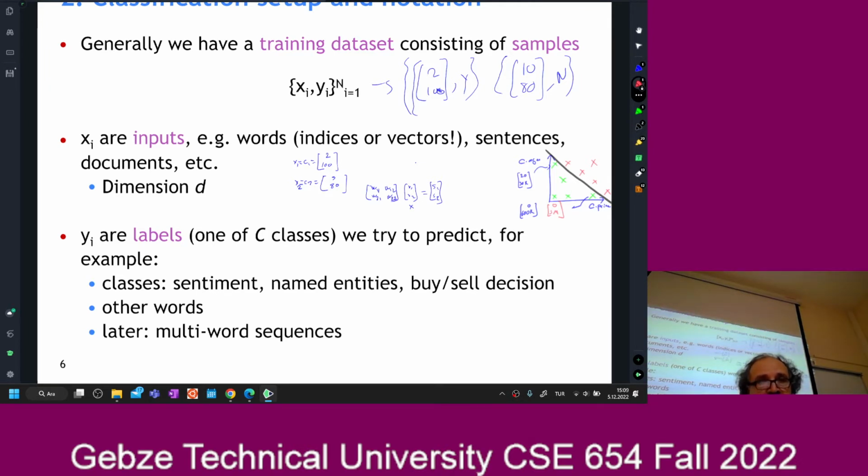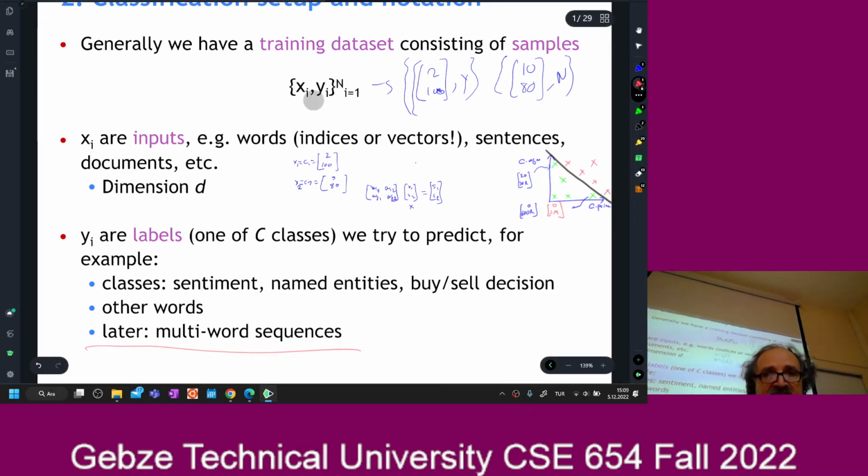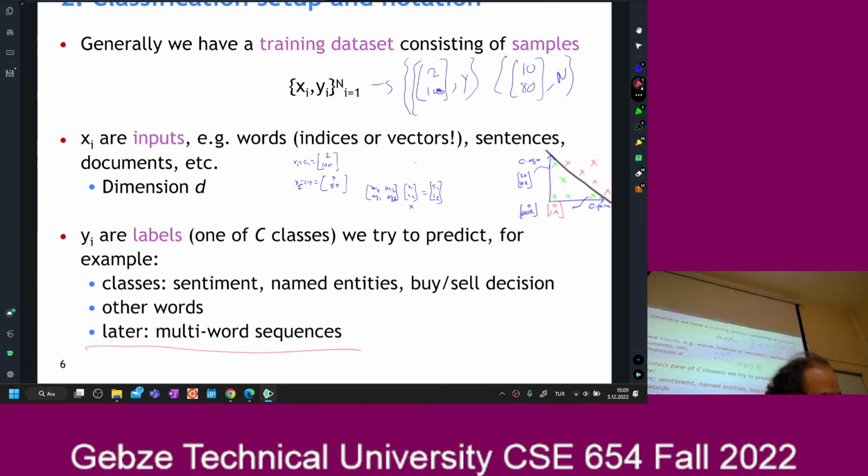Those are my things. So maybe later I am going to discuss how I am going to input this multi-word sentence and so on. But for now, you just know that these X's and Y's are my inputs and labels.